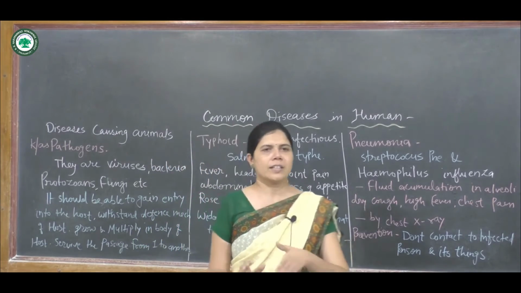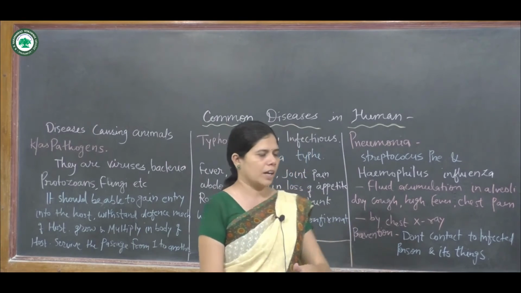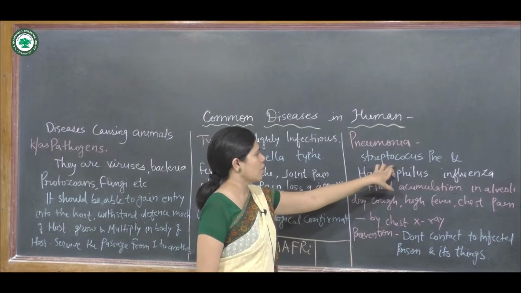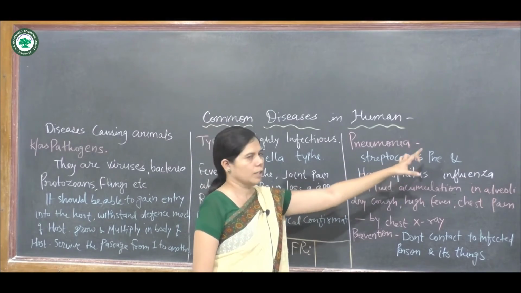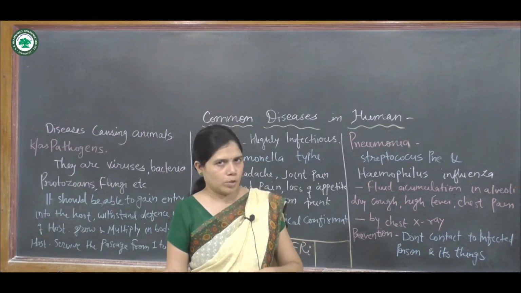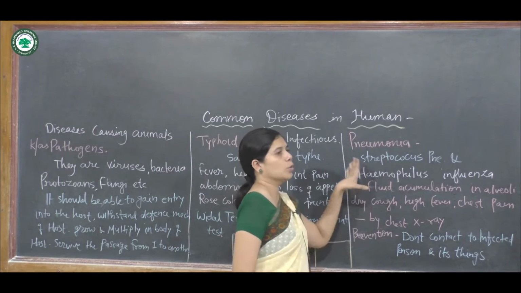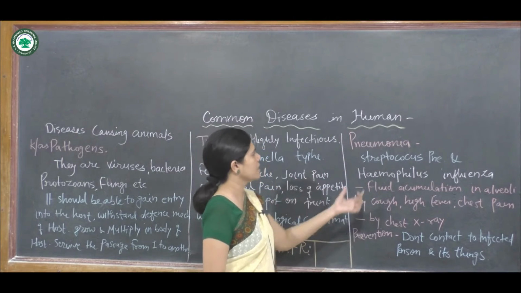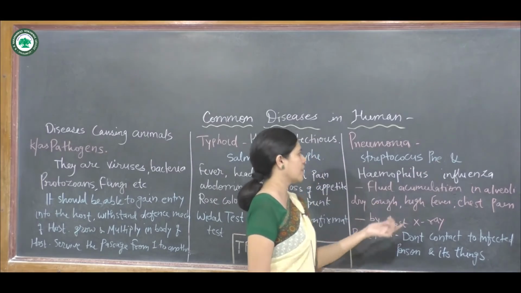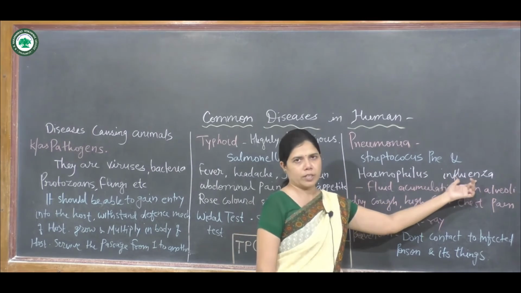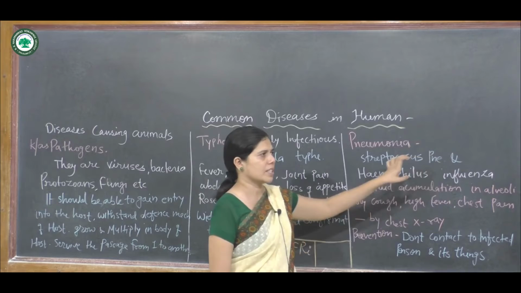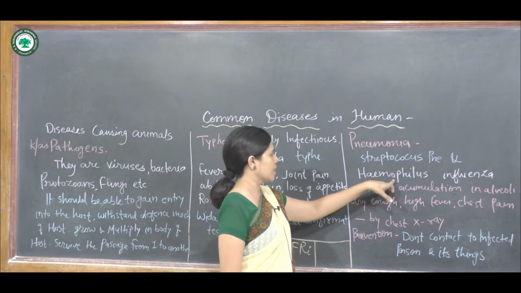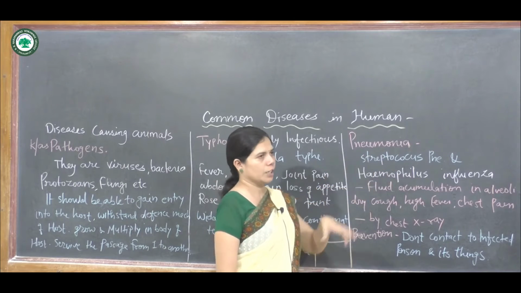The next common disease is pneumonia. In the adult, the pneumonia disease is caused by Streptococcus pneumoniae, that is the pathogen. Again, remember that there are two pathogens which cause the disease pneumonia. First one is Streptococcus pneumoniae and second one is Haemophilus influenzae. Both these pathogens are from the disease pneumonia.